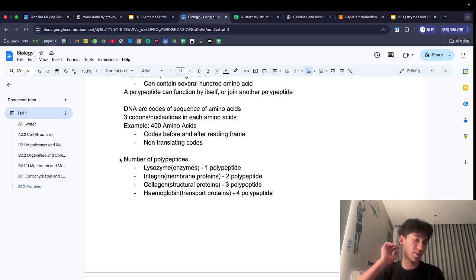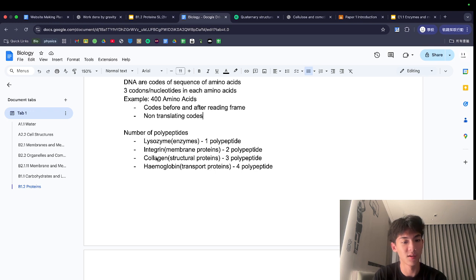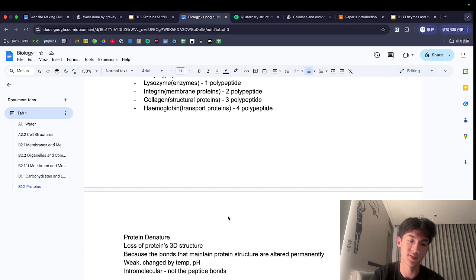Number of polypeptides. For example, lysozyme, which is a type of enzyme that breaks down things in your cells, only has one polypeptide. Integrin is a membrane protein, so things can travel through membranes, and it is made of 2 polypeptides. Collagen, which is a type of structural protein, is made of 3, and hemoglobin is a transport protein in your blood to carry oxygen, and it is made of 4 polypeptides.